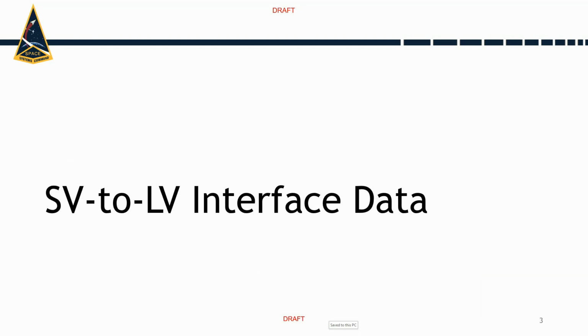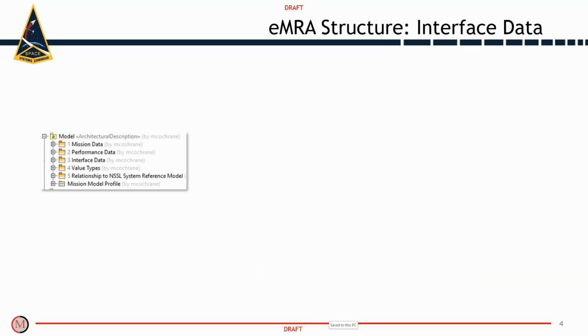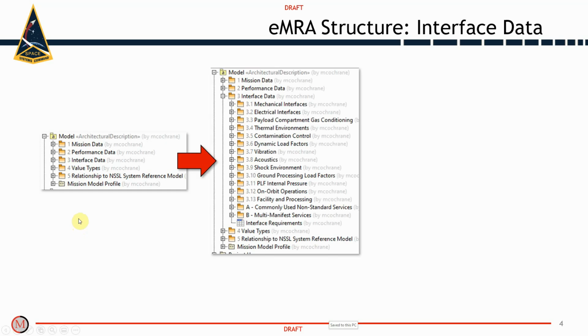Let's talk about first the interface data, because these MRAs are broken down into interface requirements and performance requirements. So what you're looking at here is just a section of what's called the containment tree of our EMRA model, and all it is just a series of packages, and that little plus sign indicates that there's content within those packages. So if we unspool the interface data package, which is number 3, you can see that there are sub packages all the way underneath it from 3.1 to 3.13, looking at the various sections that conform to sections of the SYS, for example, mechanical or electrical interfaces, ground processing load factors, shock, vibration, acoustics, etc.